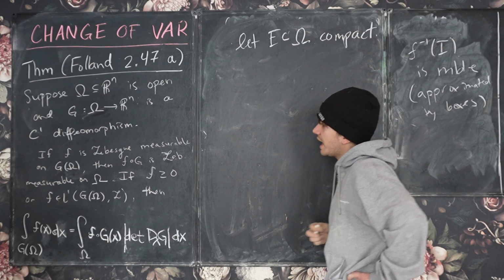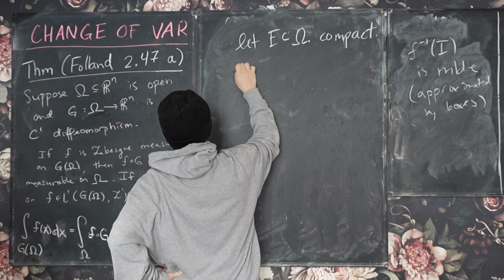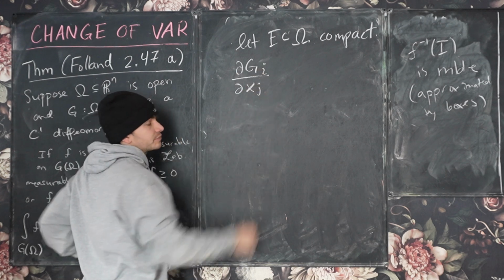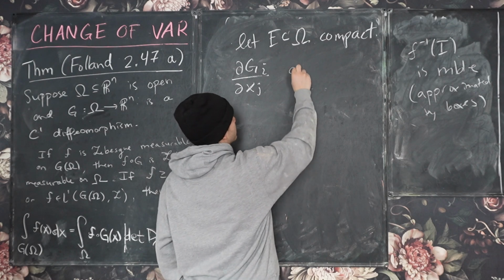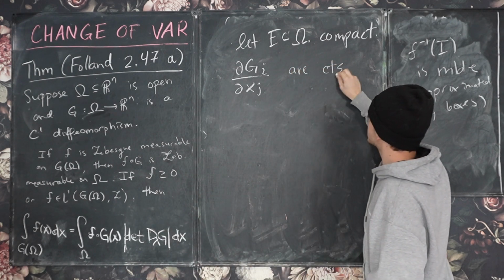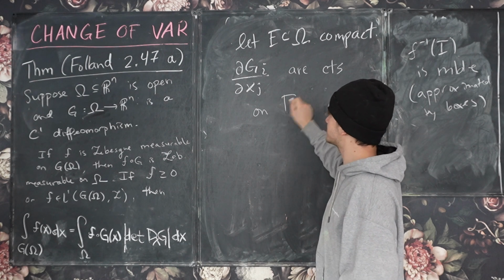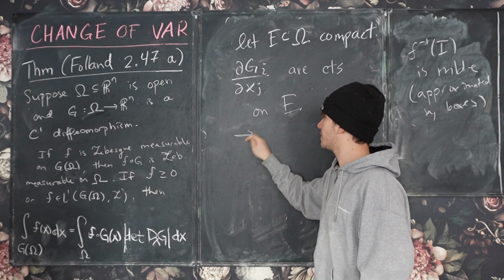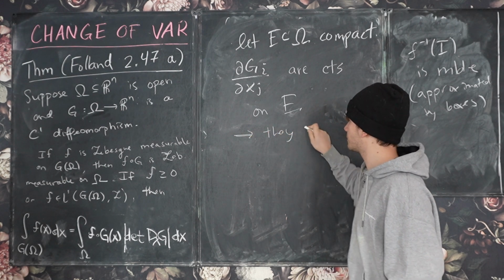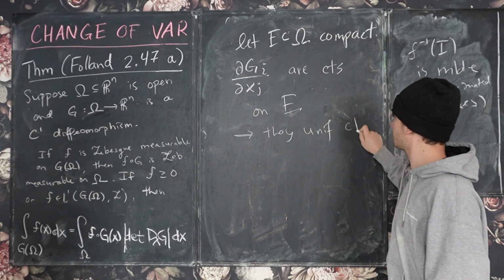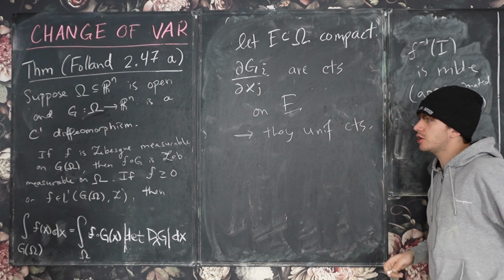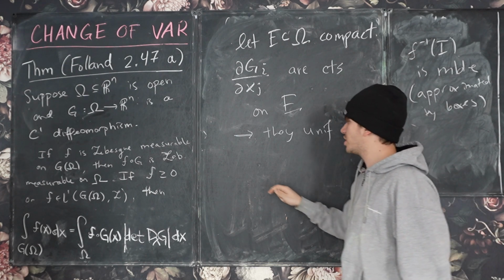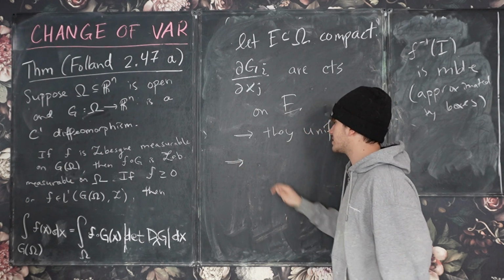Now since E is compact, we know that the partial derivatives of G, let's say partial Gi over partial xj, these partial derivatives are all continuous on the compact set E. So this means that they are actually uniformly continuous, because they're continuous over a compact set.